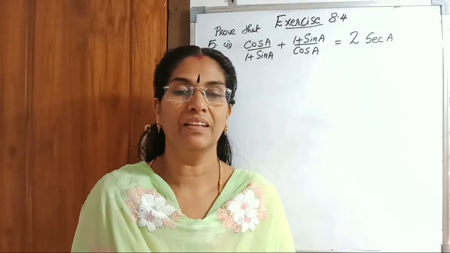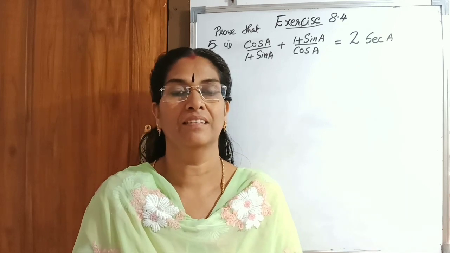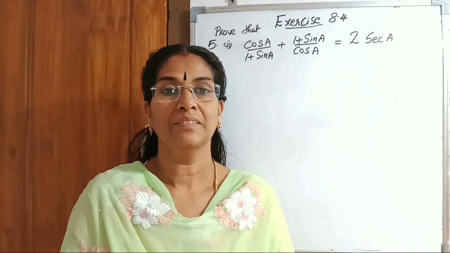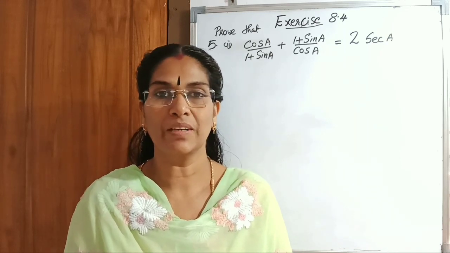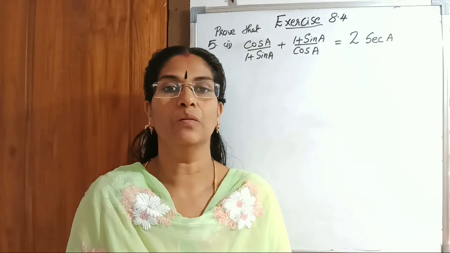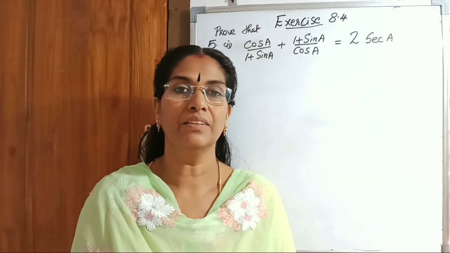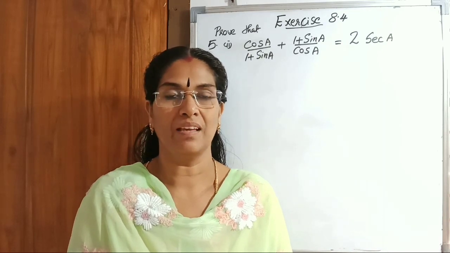In the last class we learned trigonometric identities. Which are they? First one, sin square a plus cos square a equal to 1. Second one, 1 plus tan square a equal to sec square a. And third one, 1 plus cot square a is equal to cosec square a.